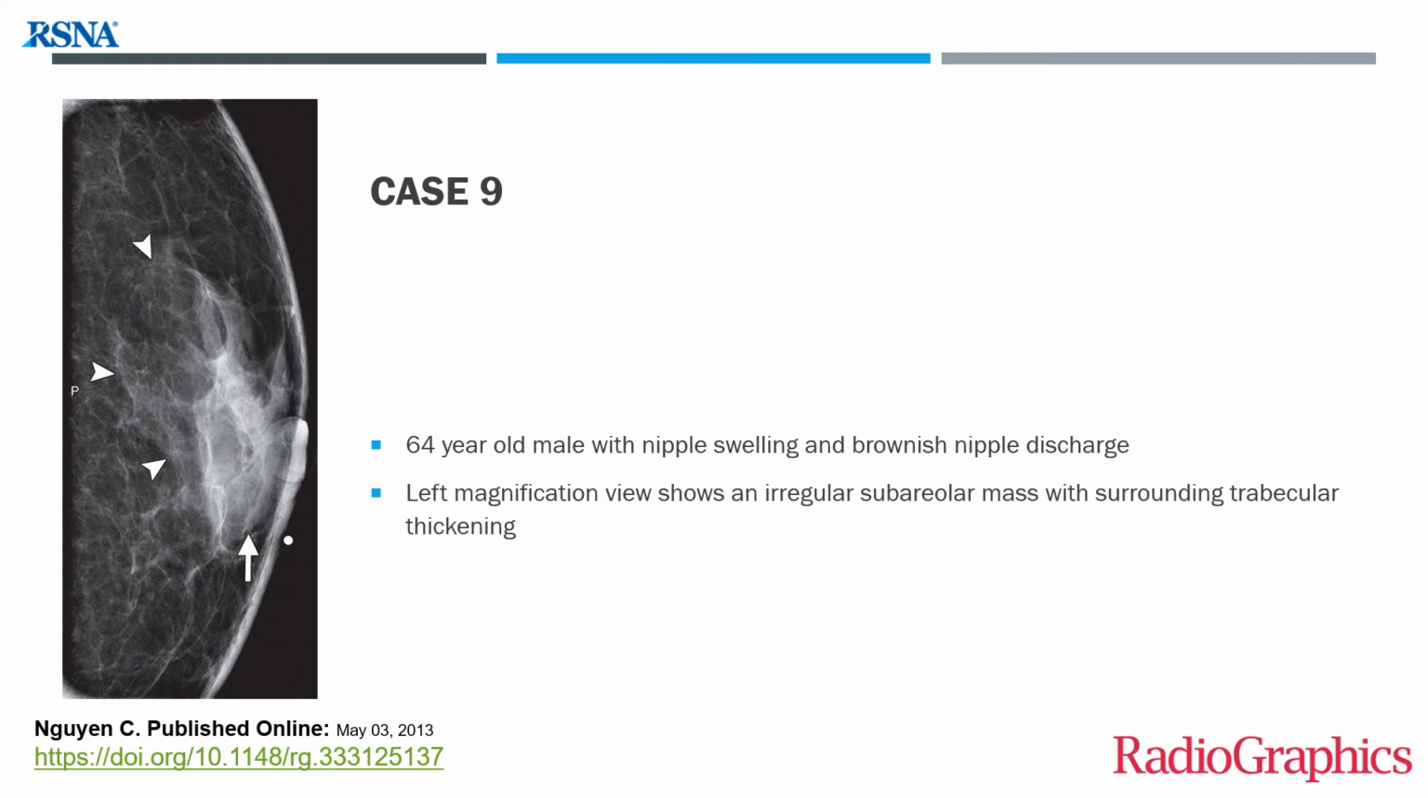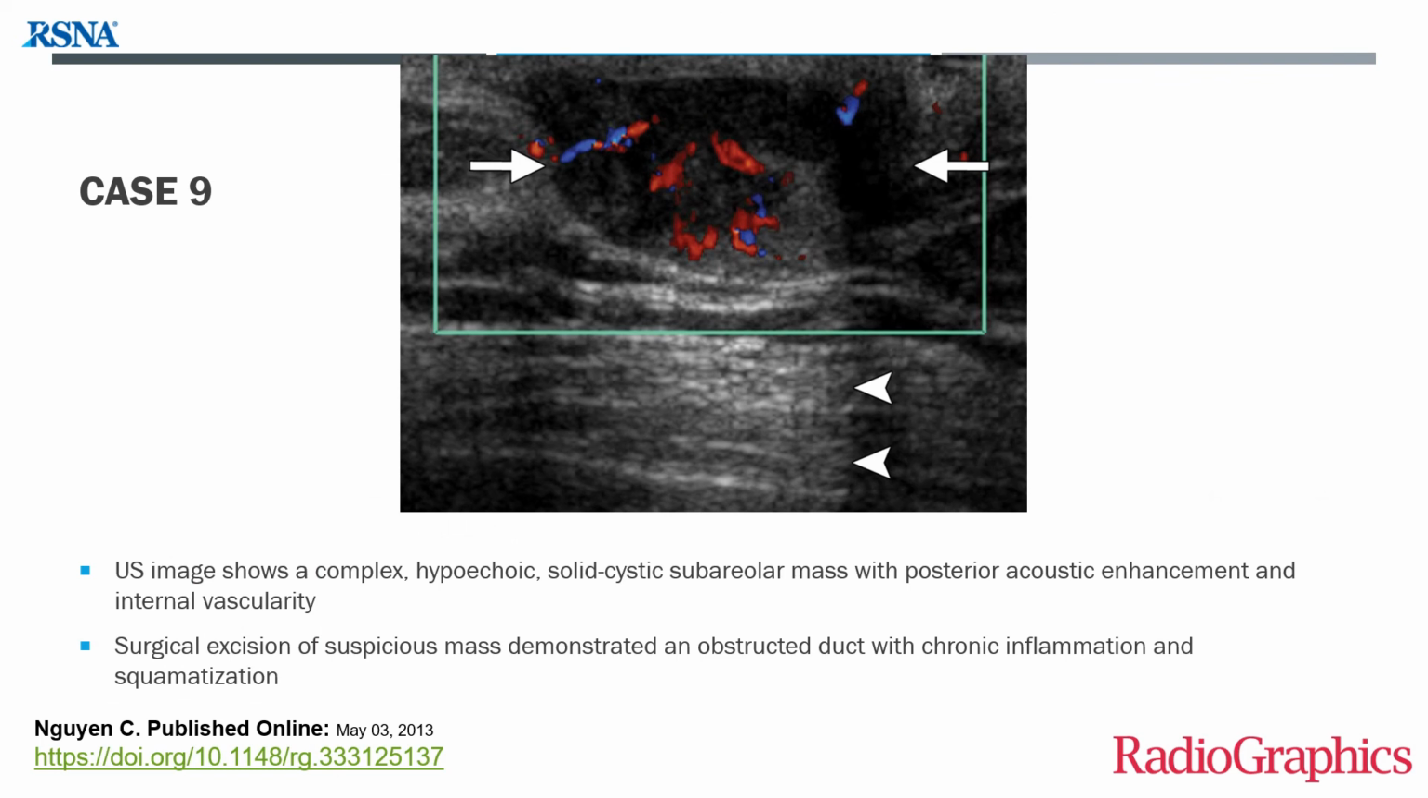In case 9, we have a 64-year-old male with nipple swelling and brownish nipple discharge. Left magnification views show an irregular subareolar mass with surrounding trabecular thickening. Ultrasound imaging shows a complex hypoechoic solid cystic subareolar mass with posterior acoustic enhancement and internal vascularity. Surgical excision of the suspicious mass demonstrated an obstructive duct with chronic inflammation and squamous metaplasia.